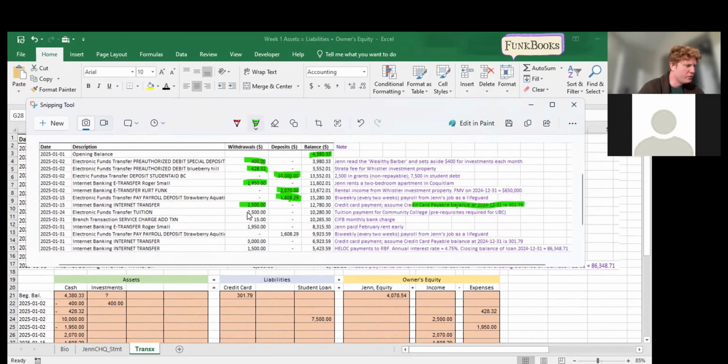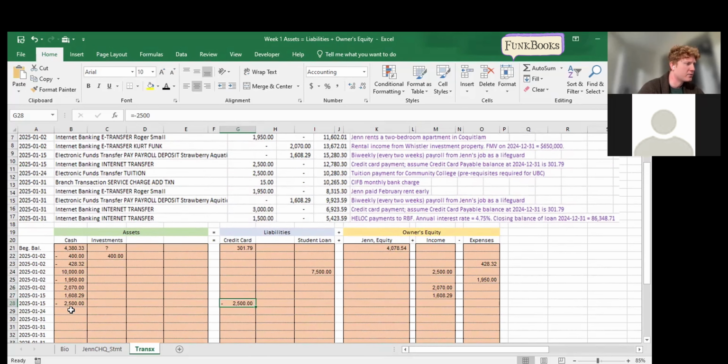Next one, we have tuition. So payment of tuition for the community college. These are the prerequisites required for university down the road. So this is another payment of 2,500. And this is an expense because this is now Jenn paying for her tuition. So this is tuition expense of 2,500, which reduces our owner's equity.